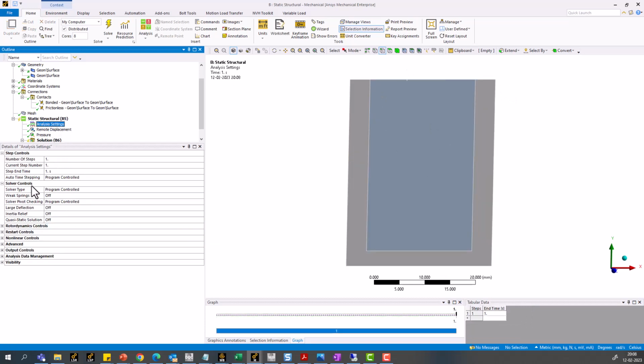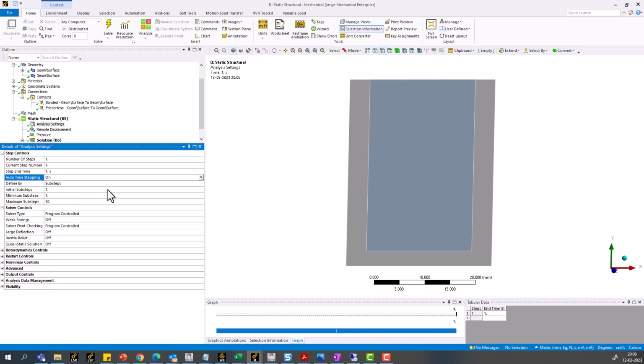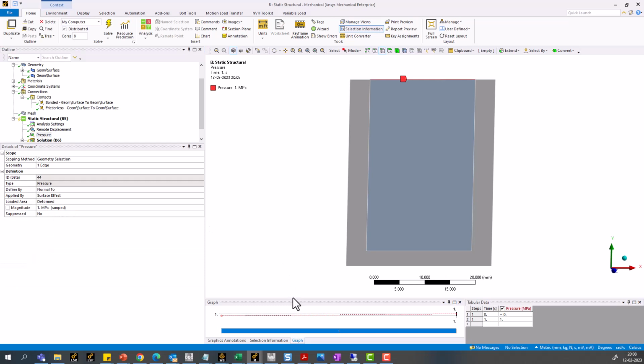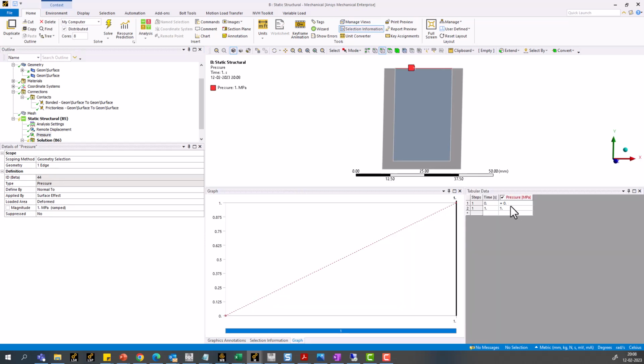Now here you can see auto time stepping set to program control. So just to get some data points on what is happening during the solution, I will set the values 10, 10, 10. I will explain what is actually going to happen when you set initial substep, minimum substep, and maximum substep. So if I go back here, pressure. I'm applying 1 MPa of pressure over this model.